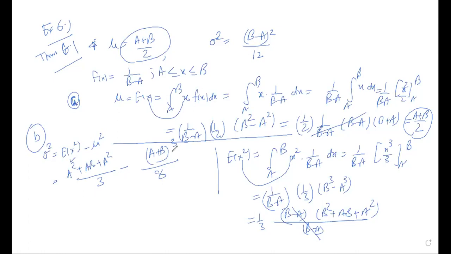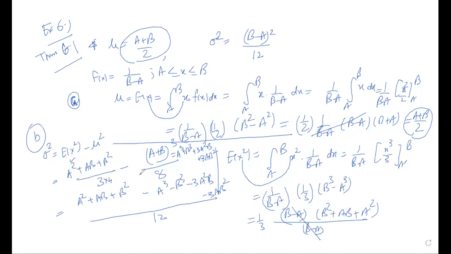LCM is naturally 12, and (a plus b) cube can be written as a cube plus b cube plus 3a square b plus 3ab square. So I can write a square plus ab plus b square minus a cube minus b cube minus 3a square b minus 3ab square. And here my LCM, if I take 12, then here you can get 3 multiplied by 4, that is equal to 12.